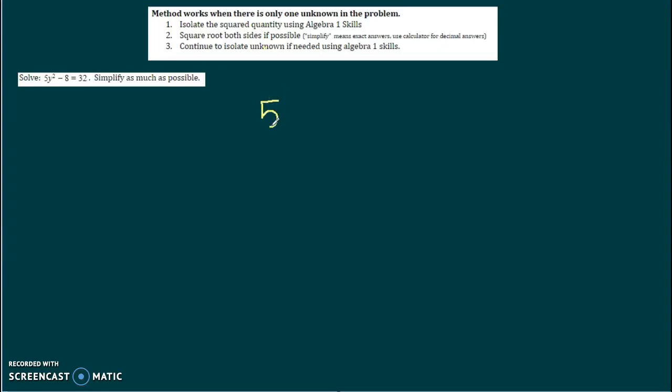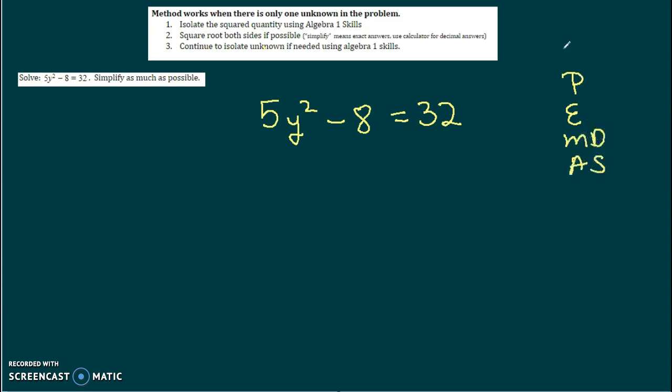When solving quadratics that just have one kind of y and then that's squared, we're going to use all of our old-timey Algebra 1 skills to help us solve this. By which I mean we're going to do order of operations, but we're going to do it in reverse because we're undoing things. And the goal is going to be to try to get this y squared to be by itself on this side of the equation.